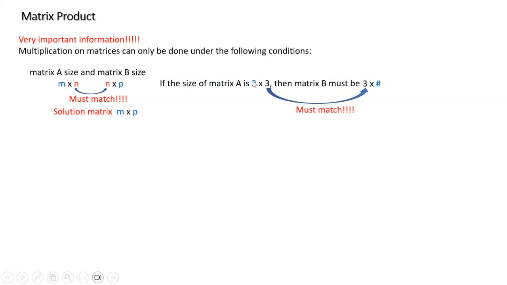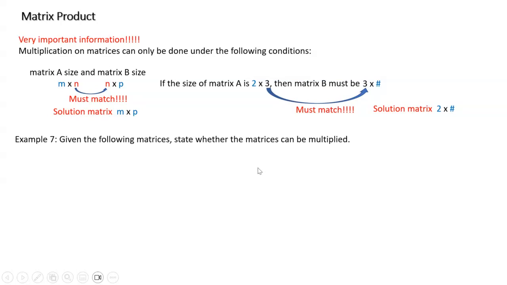In other words, these are the rows, these are the columns. So the columns on matrix A must match the rows on matrix B. And the outer number, the columns on matrix B, doesn't matter what it is, because as long as the two in the middle match, the operation can be done. So this is my solution. It'll be a 2 by whatever the number is, whatever the column is on matrix B.